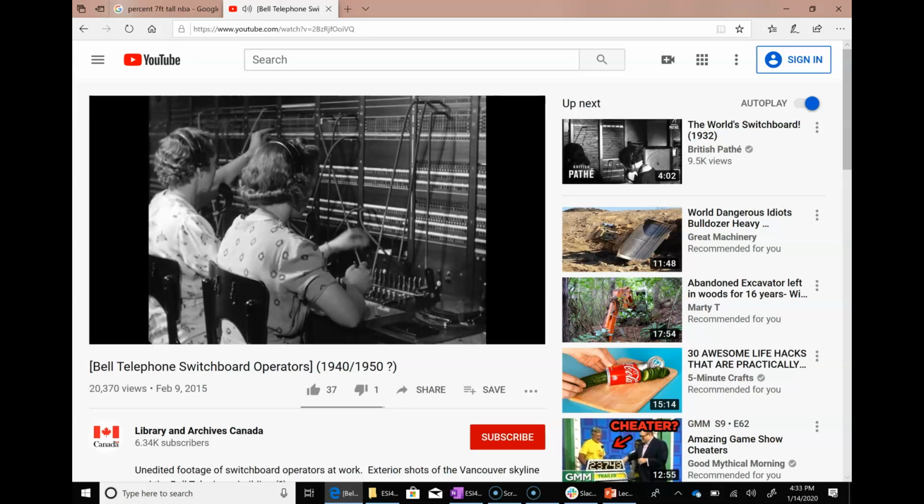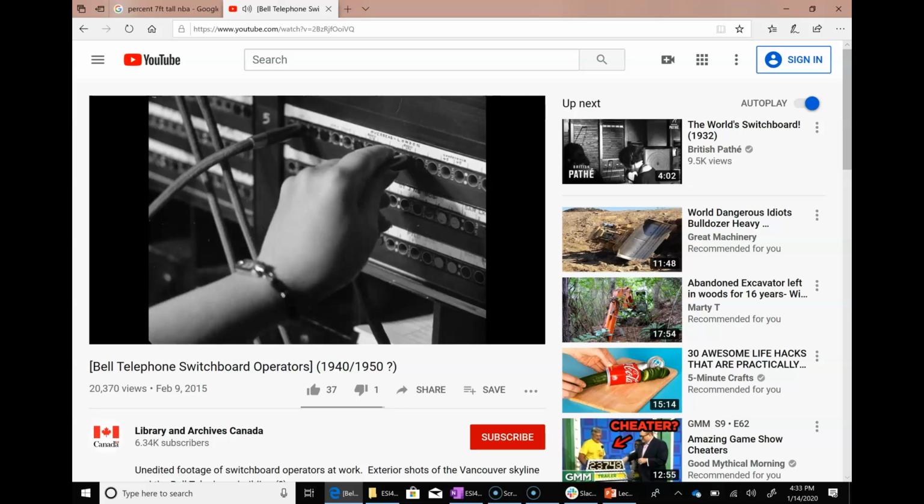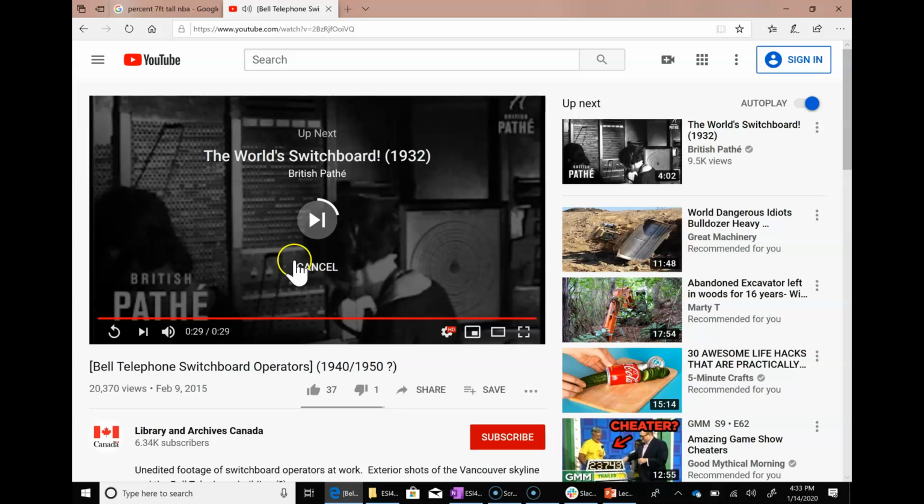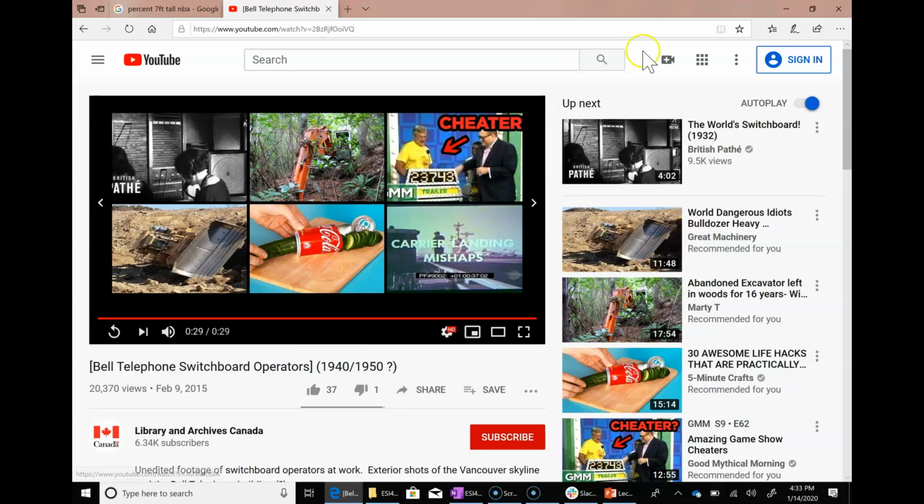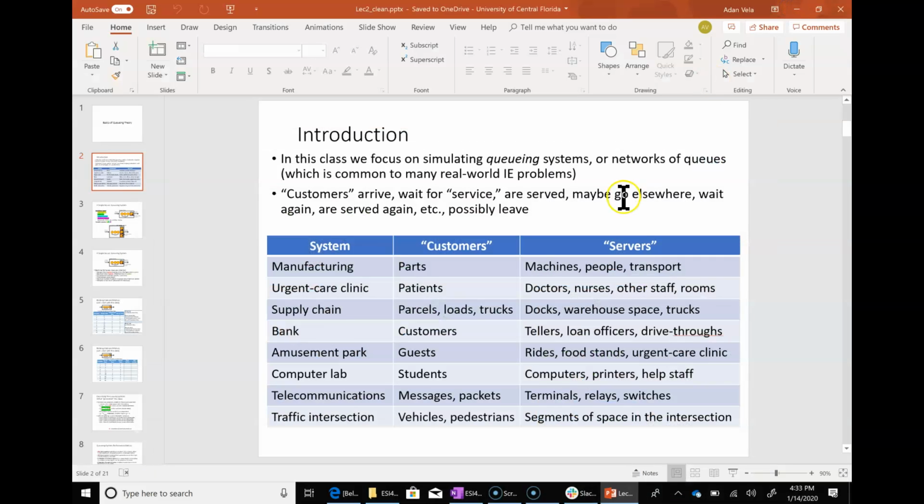And so one of the big questions is, how many of these people do you need to work at a switchboard? So this was really where queuing theory got developed. These guys like Erlang and others were all dealing with telecommunications. Okay, but that said, nowadays it gets used for a whole bunch of other things.